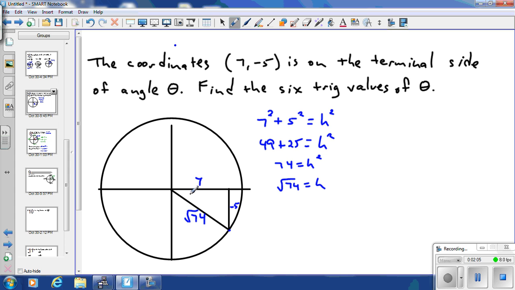So now, here's the angle. I don't even have to know what the angle is, but now I can find all 6 of my trig values. I can find the sine of that angle by doing the opposite over the hypotenuse. And then we're going to rationalize. So I get -5 times the square root of 74 divided by 74, and that's as far as that one goes.